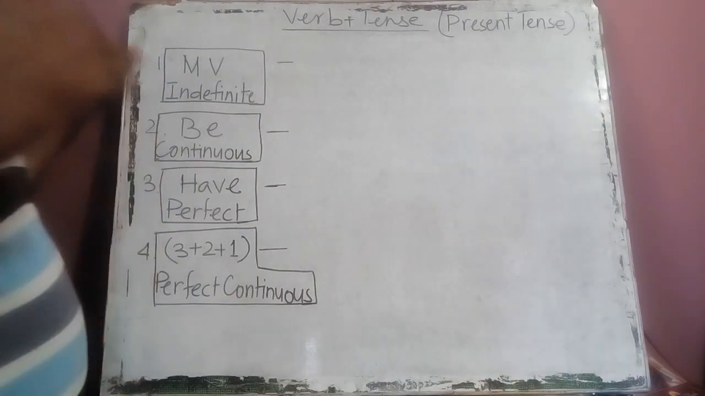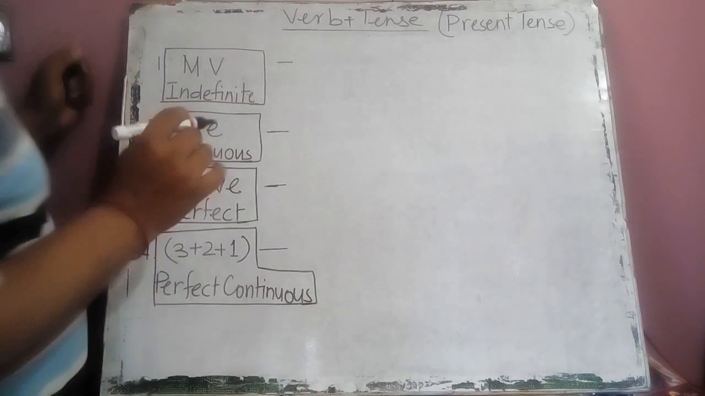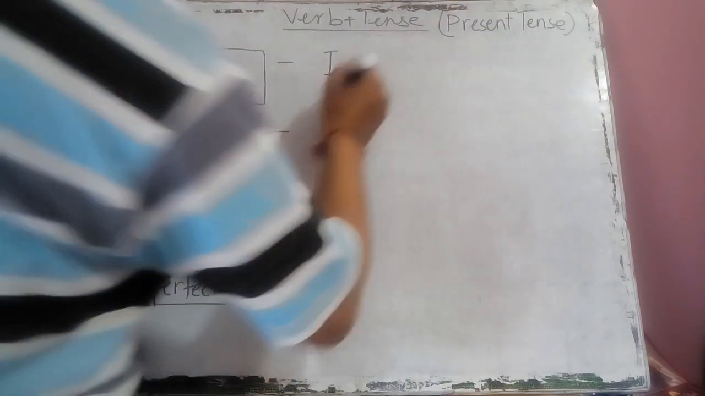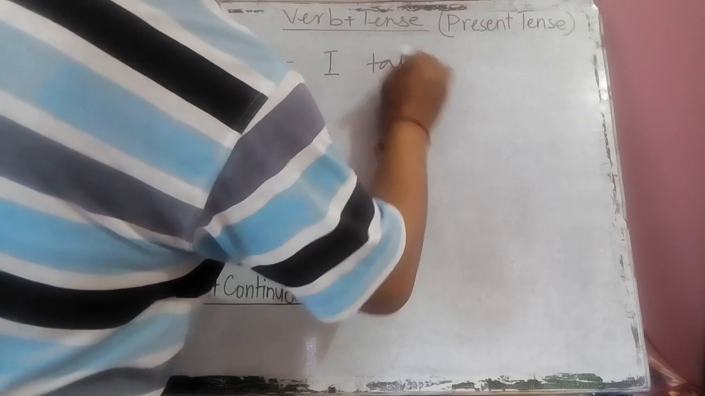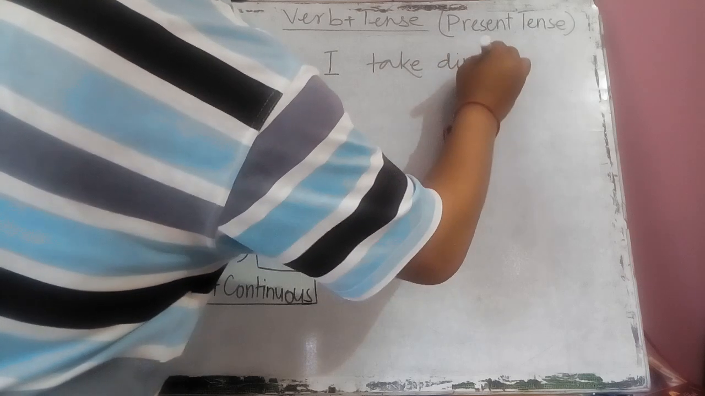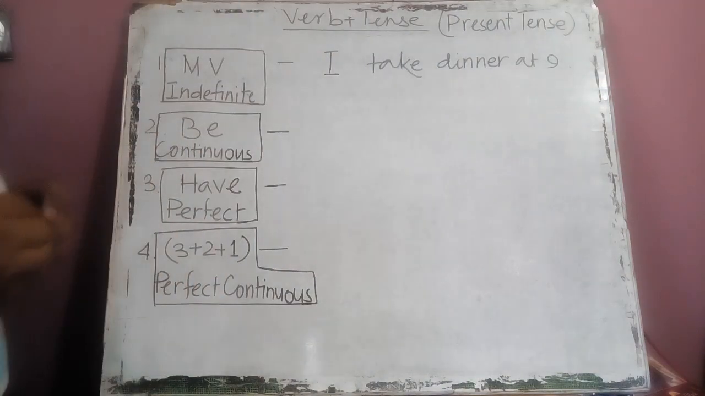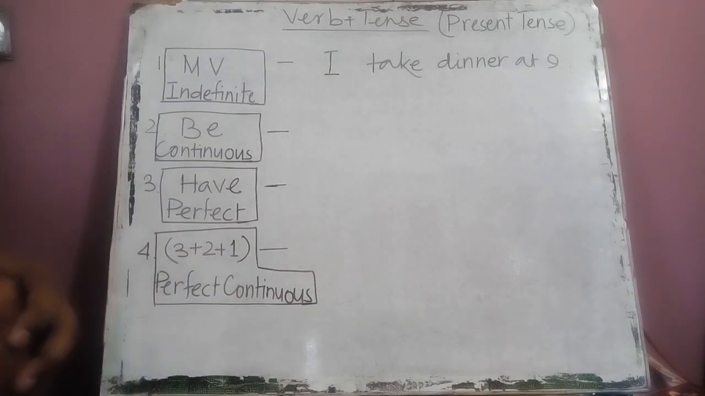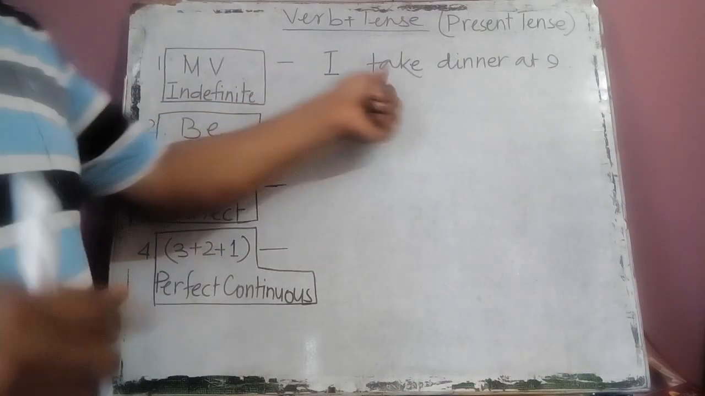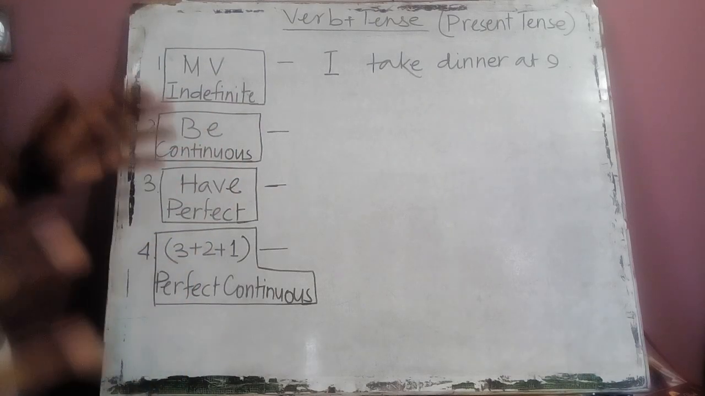The first item is MV. MV is main verb, and as you know, MV comes in a single verb situation. So I'm going to take a sentence here. As a situation, I take dinner. I take dinner at 9. Such sentences are called indefinite, where you make use of a single verb, that is MV, without any changes. Single verb MV.